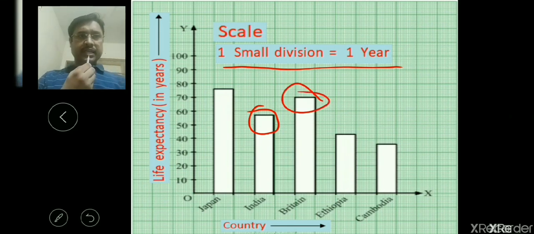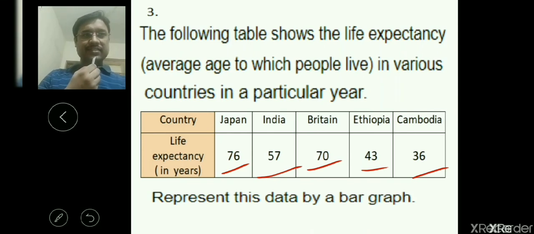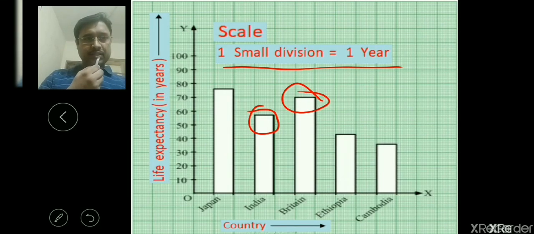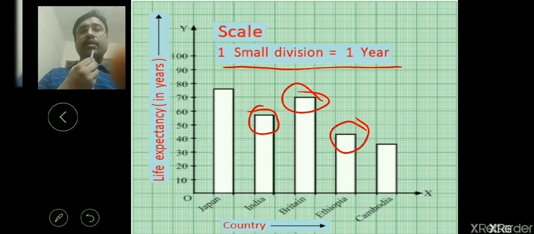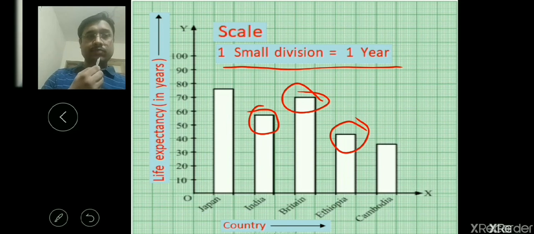Nicely I have represented Britain also. Now see the data for Ethiopia, which is 43. Ethiopia is 3 small divisions above 40, so it shows 43. And Cambodia, last, is 36. It is one small division above 35, and that is shown here as 36.